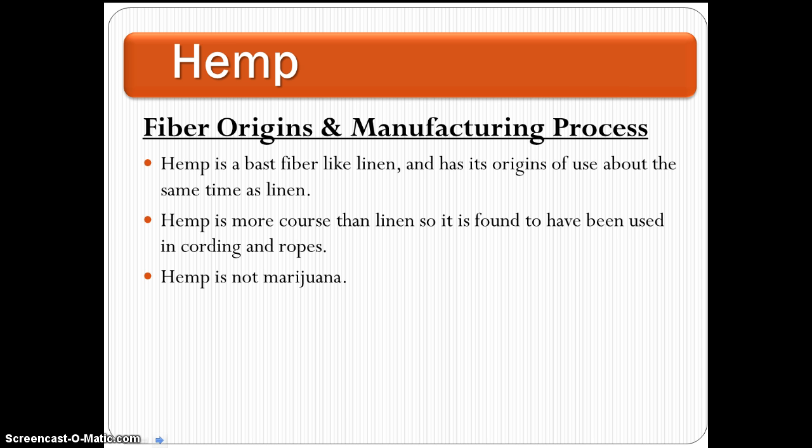Hemp is not marijuana. Even though we may have heard the term hemp used for marijuana, it's a different type of species of plant in the hemp family, and it is also harvested much earlier than any of the fruit or flowers come to flowering stage.